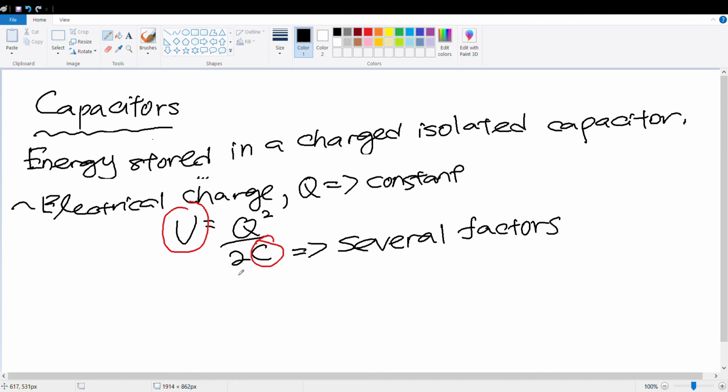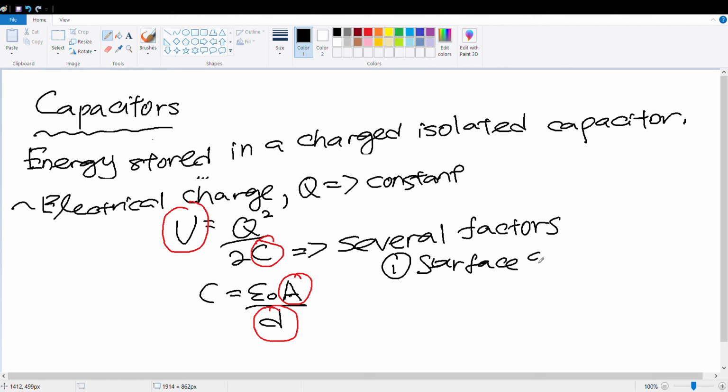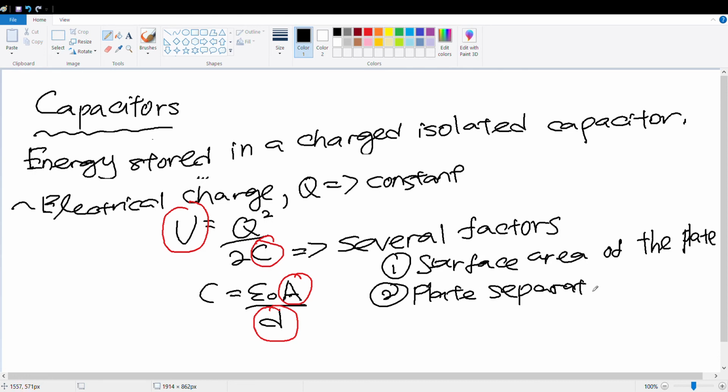Remember that from the previous part, we did talk about the formula for the capacitance of the capacitor. This is the main formula, which is epsilon naught A divided by D. From this formula, there are two factors that will influence the capacitance of the capacitor. The first one is the surface area of the plate, of course. And the second one is the plate separation, which will influence the capacitance of the capacitor as well.